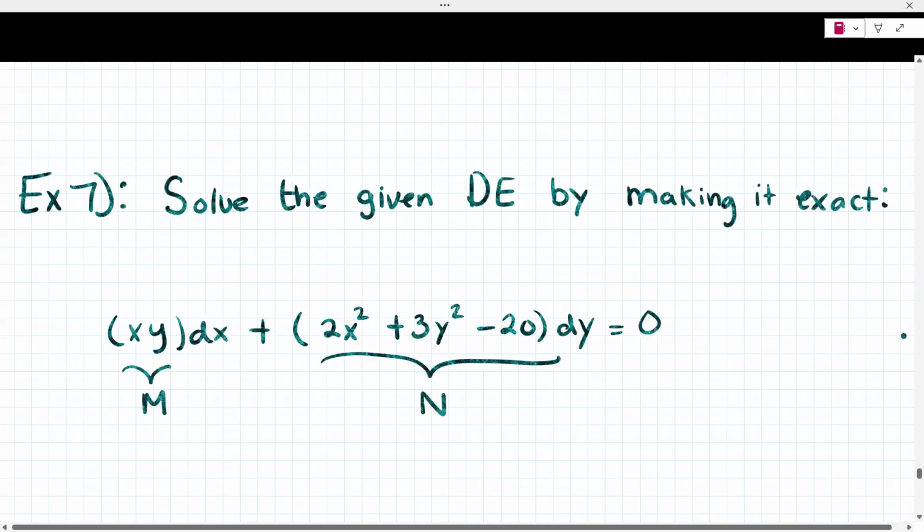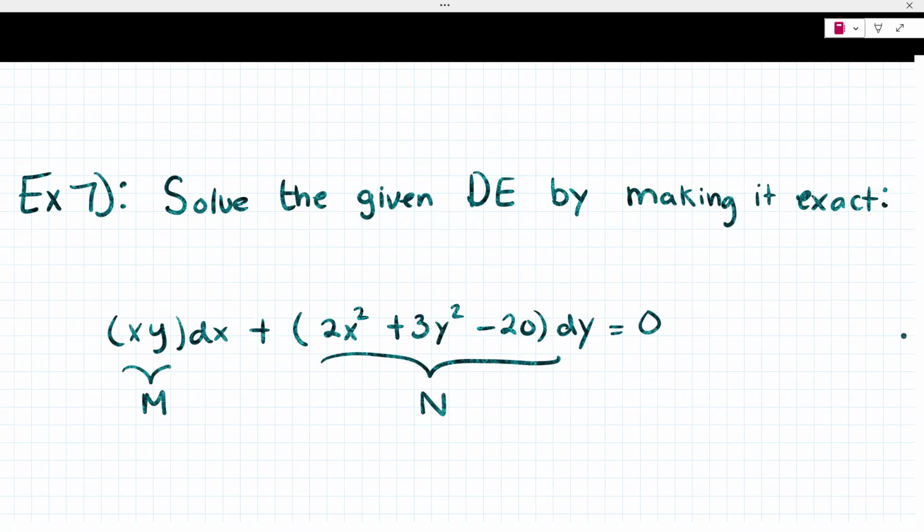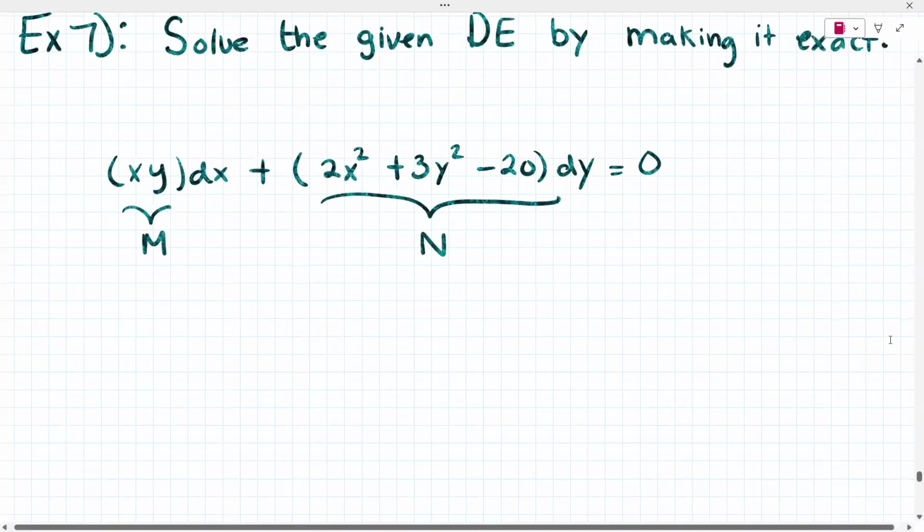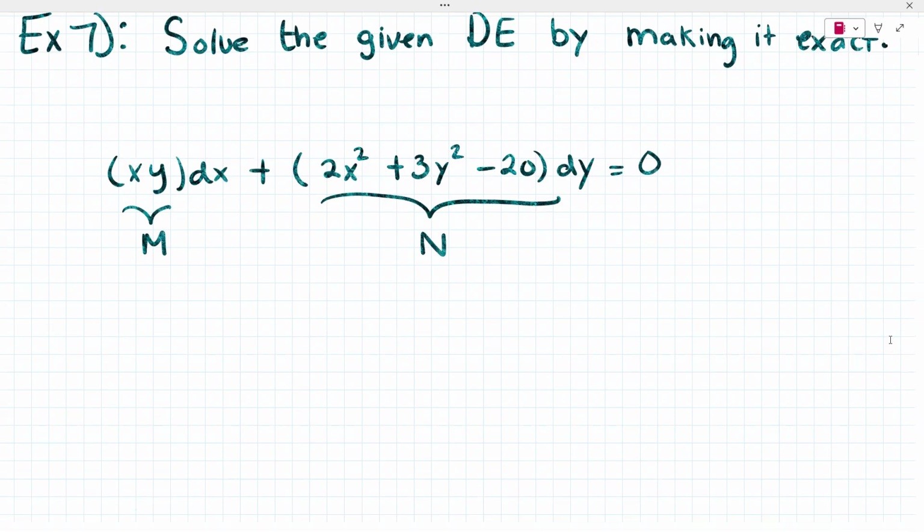So let's do example 7. Example 7 says solve the differential equation by making it exact. So we have parentheses xy dx plus parentheses 2x squared plus 3y squared minus 20 dy equals 0.